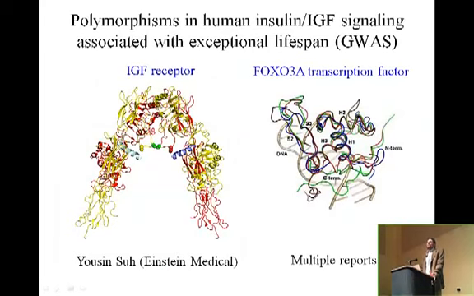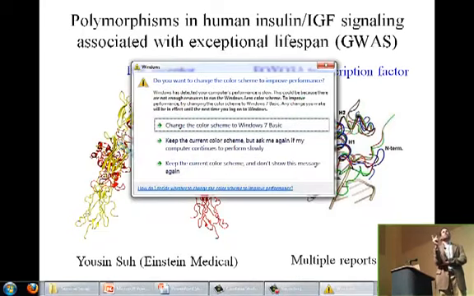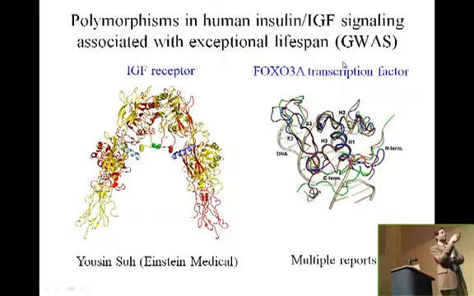And this is the last piece, and this goes back to the torpor concept and the relevance to humans. People are beginning to discover, in the IGF receptor, and this person is Yousin Suh at Einstein, polymorphisms in the IGF receptor that are enriched in centenarians. So just like I was showing you for the insulin receptor in the fly, there are specific single nucleotide substitutions that are correlated with exceptional lifespan. One of the things we'd like to do is put these mutants into the fly and see if they're sufficient to extend lifespan. But the point for now is, hey, it's the same system, perhaps the same kinds of mutants.